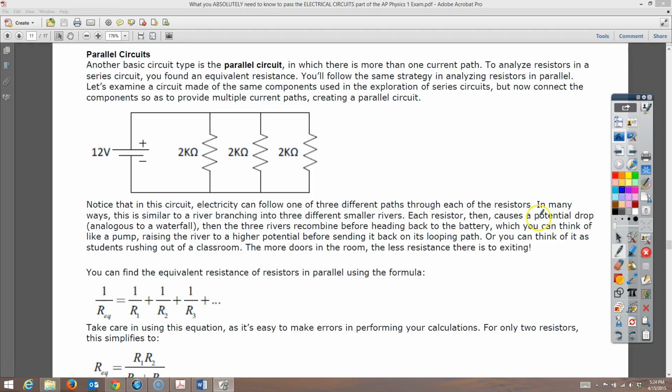Hey, this is Horner, and we're going to take a look at Electrostatics Notes Part 4, which you absolutely need to know to pass the electrical circuits part of the AP Physics 1 exam. This section starts with parallel circuits.